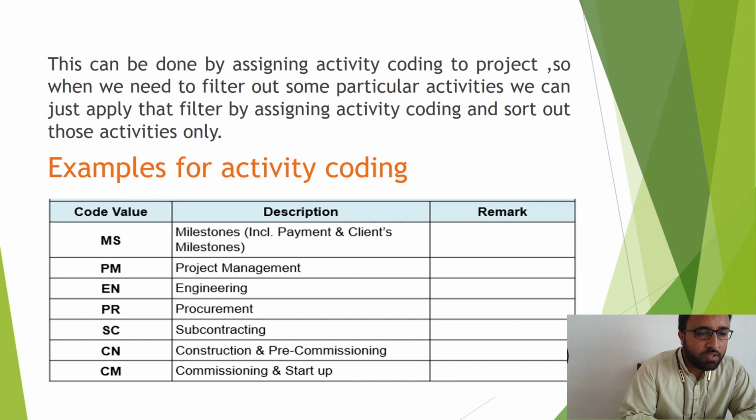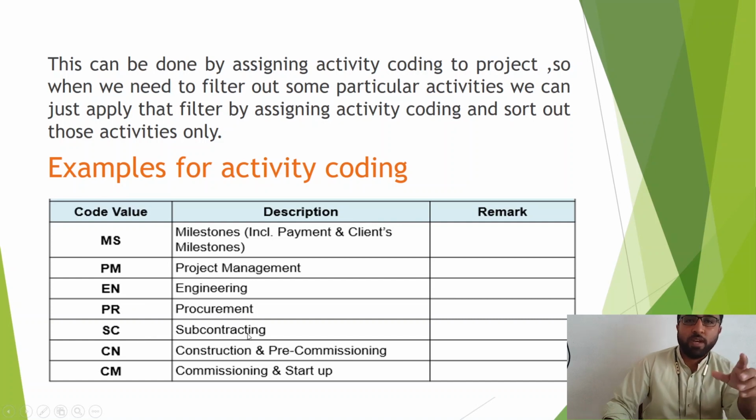This can be done by assigning activity coding to a project. When we need to filter out some particular activities, we can apply that filter by assigning activity coding and sort out those activities. The same thing that I have told you. Examples of activity coding: for milestone, the code value is MS, used for milestones including payment and client milestones; then PM for project management, EN for engineering, PR for procurement, SC for subcontracting.